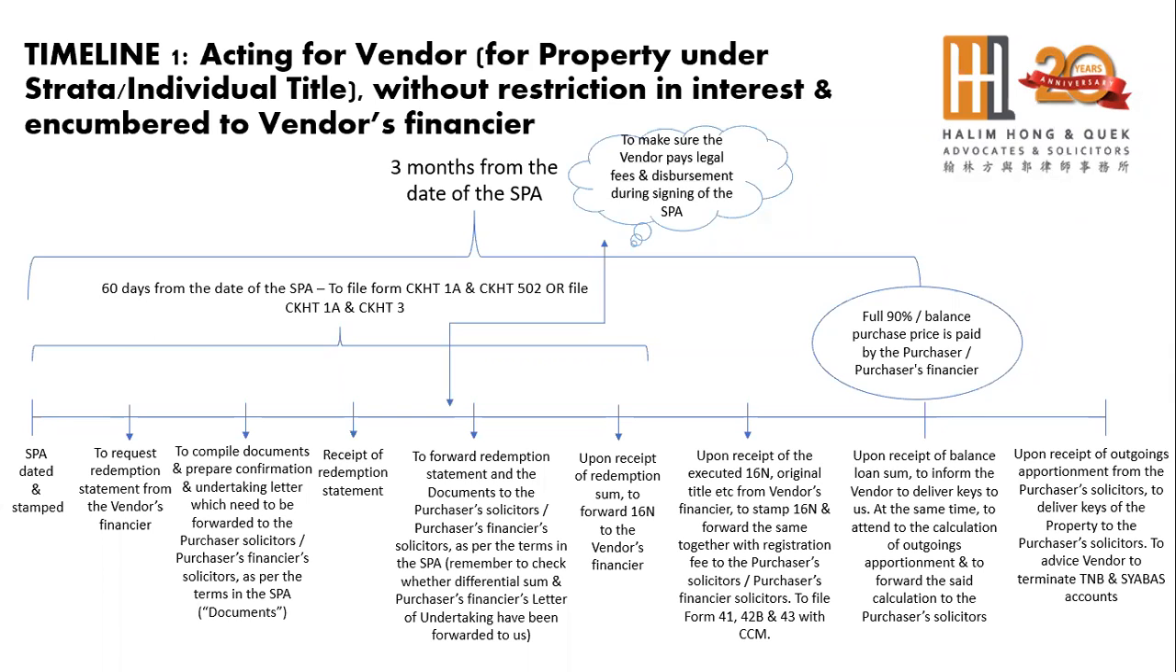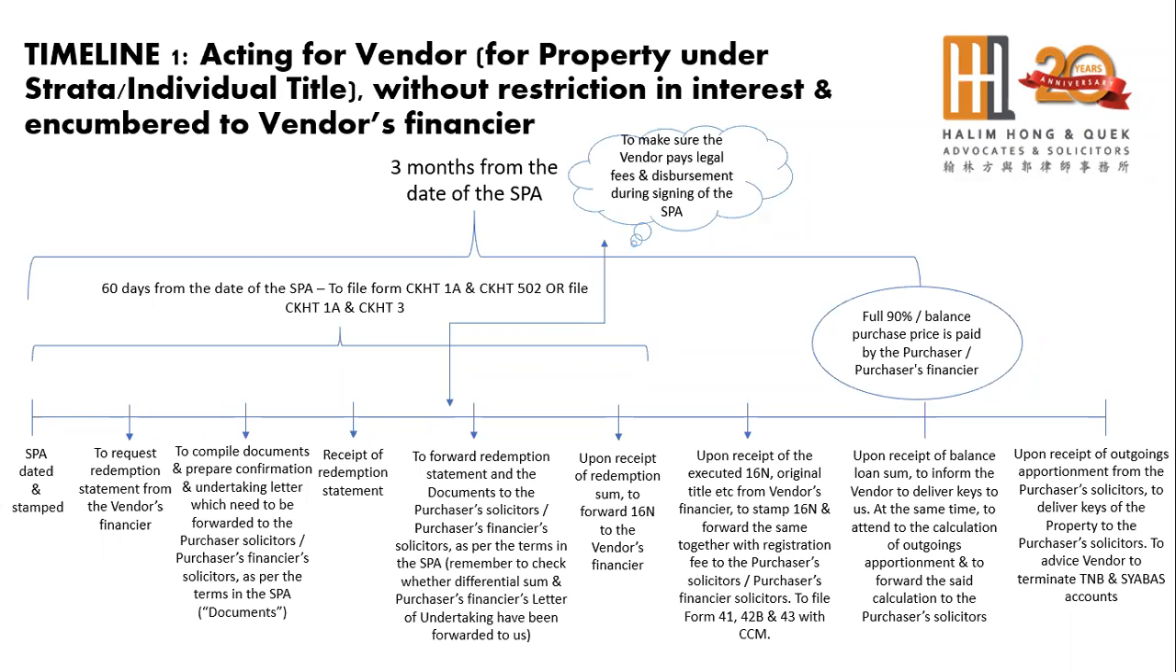Okay, after you date and stamp the SPA, you have to file CKHT. So I think for vendor, you have to file CKHT 1A or CKHT 502. Okay, because now we have exemption for housing property as long as not more than 3 properties. If you dispose the housing property from 1st January until next year, 31st of December, you will be exempted, not more than 3 housing property.